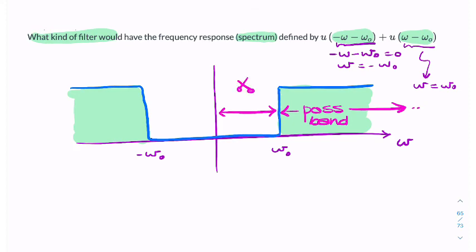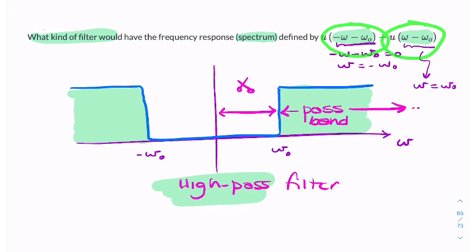So what kind of a filter allows high frequencies to pass and blocks low frequencies? So we call that a high pass filter. So remember, this is the frequency domain representation of a high pass filter. And we used our elementary functions, which we often associate with the time domain, but they're equally applicable in the frequency domain. So that's how you'd answer a question like that.